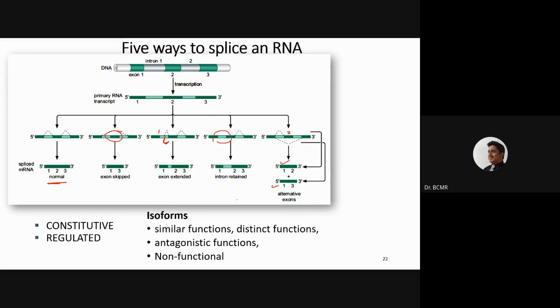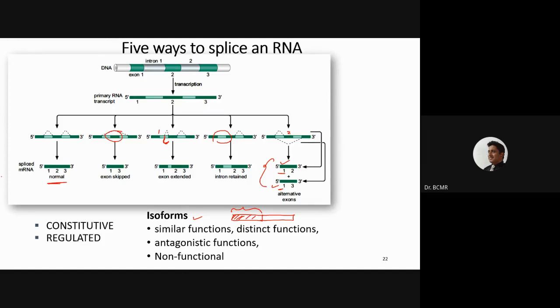And often these are called isoforms because they have several stretches of identity, right? If this is the whole exon 1, for example, in these two, exon 1 is present in both the cases, and so they will have absolute identity in that part. Okay, and they may have similar functions or distinct functions, sometimes opposite functions also, sometimes maybe non-functional as well.